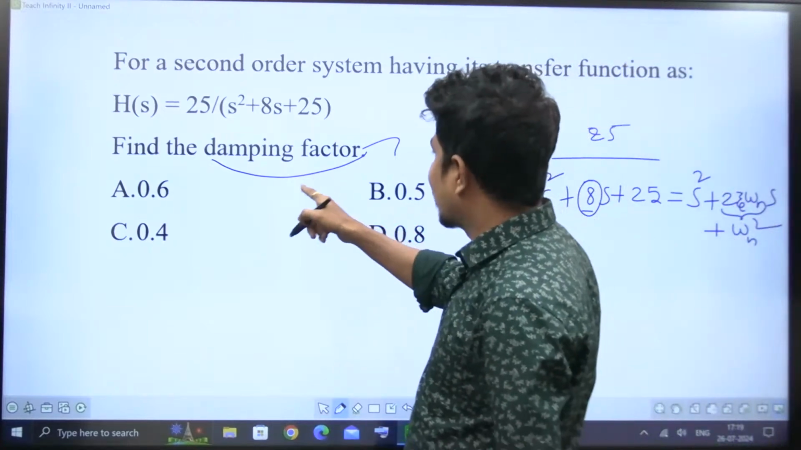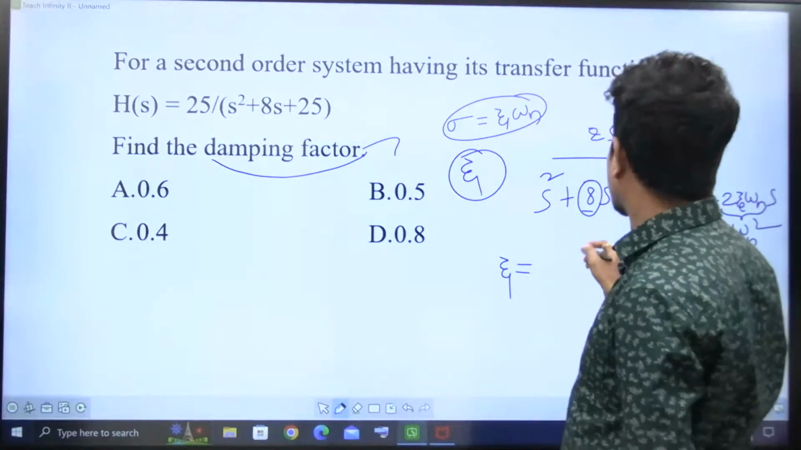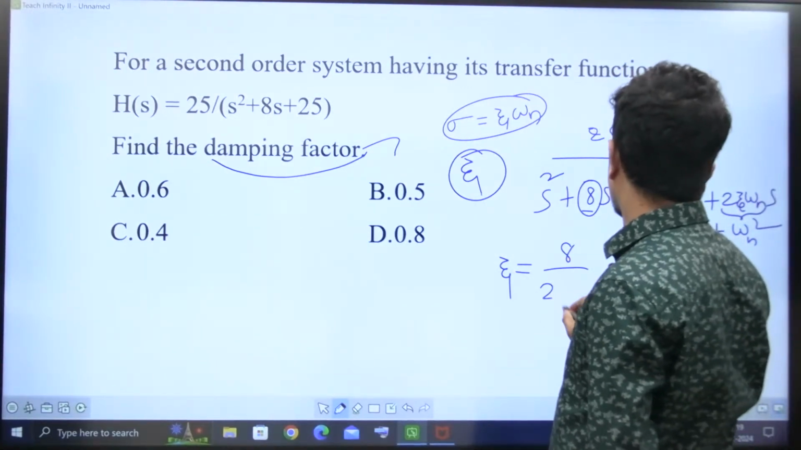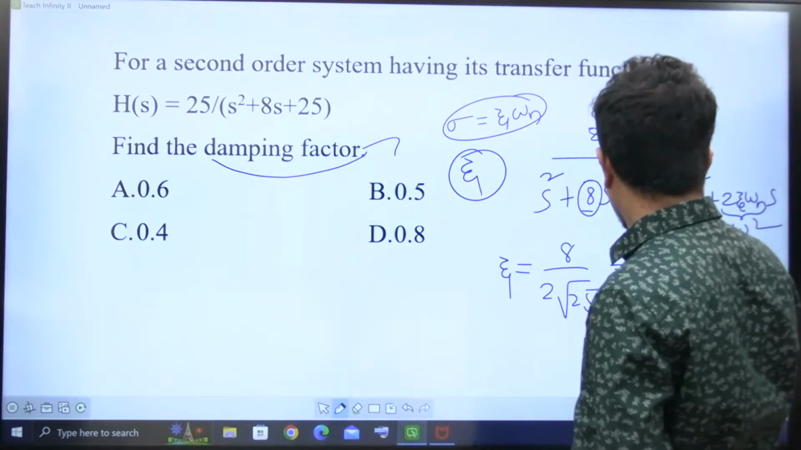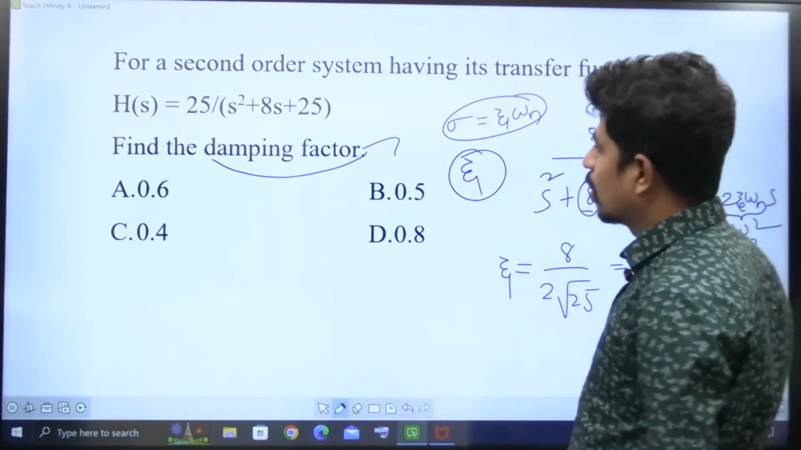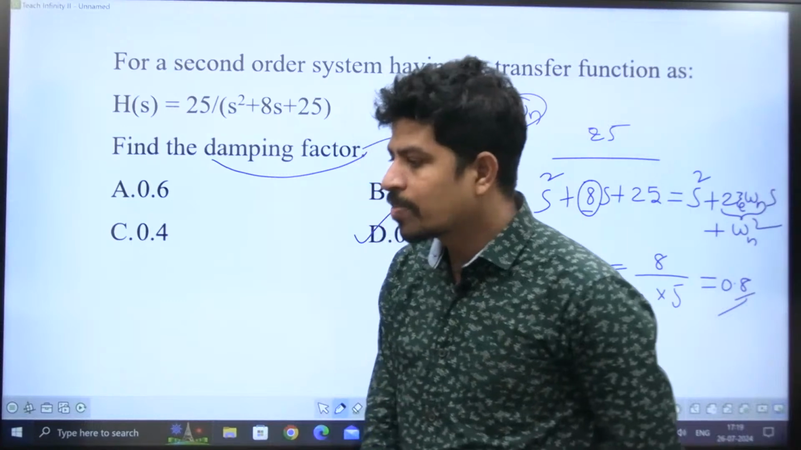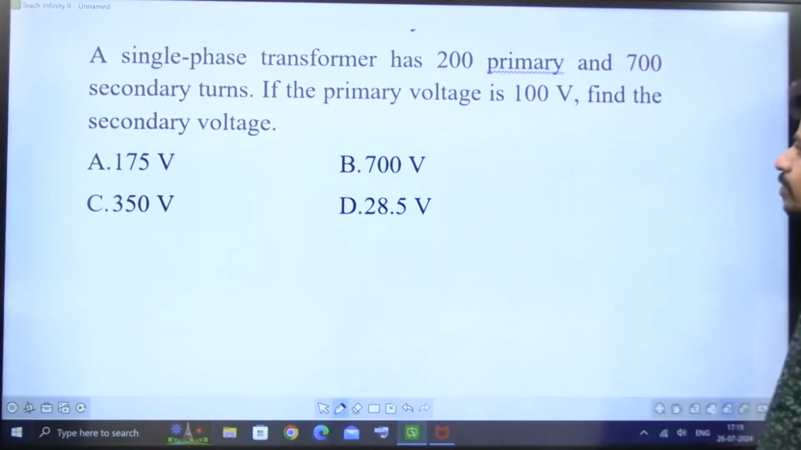But answer 4 is not there in the options. Therefore, he is asking for damping ratio, that is equal to 8 by 2 root of 25. So 8 divided by 2 into how much it is? 5. Answer is 0.8. Option is D. Option is D for Delhi. That is also a direct question, right?